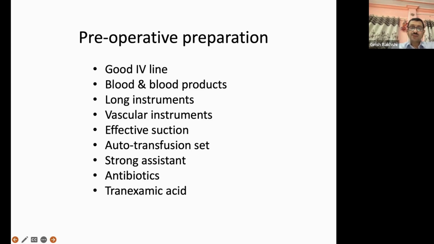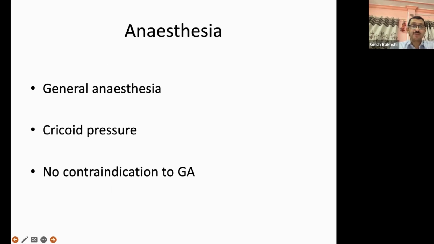At the same time, a word about tranexamic acid, which has been shown by the CRASH-2 trial to be beneficial if it is given 1 gram within the first 2 hours of trauma and the second dose within 8 hours. So that has shown that it definitely helps in better prognosis. And in patients, you will be giving antibiotics and analgesia. So normally there's no contraindication for this type of surgery because it's a life-saving surgery.